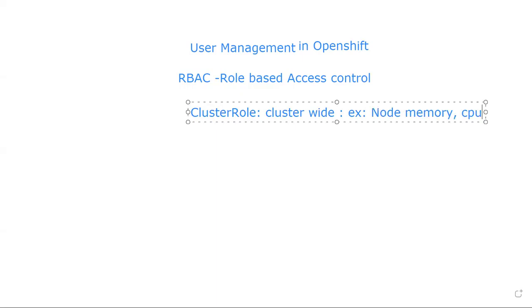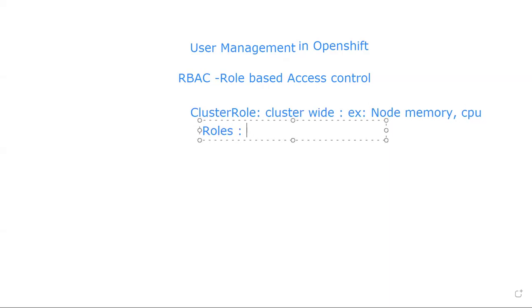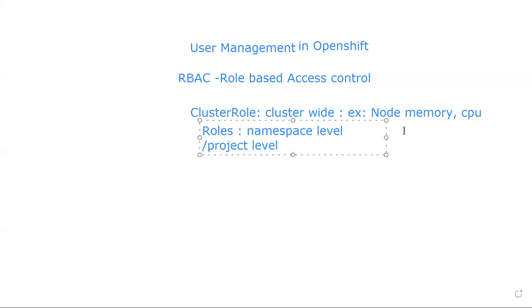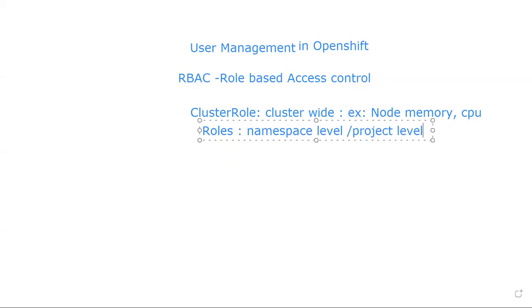Then we have roles, which are specific to a namespace or project. So roles are namespace level or project level. That is roles. Then we have role binding and cluster role binding, which is nothing but assignment.